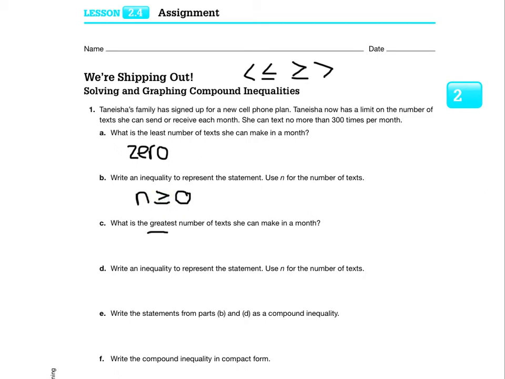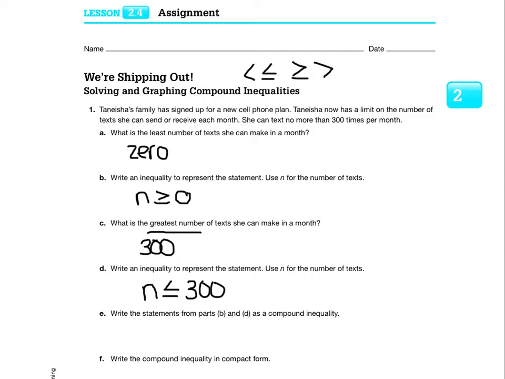What is the greatest number of texts she can make in a month? Well, the greatest number is 300. That's the amount she can do. Write an inequality to represent that statement. Use n for the number of texts. Well, if we're doing at most 300, that's the most she can make, we would do n is less than or equal to 300 because she cannot go over it.